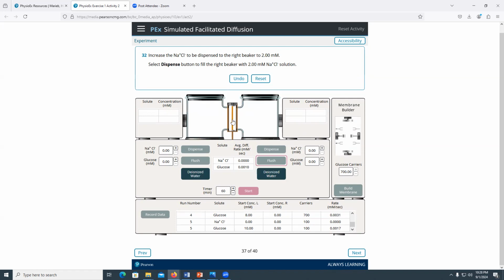We still have our 700 carrier proteins. We needed 2 millimoles of glucose and 2 millimoles of sodium chloride, and then we're going to dispense. So now this solution that has been dispensed to the left beaker has 2 millimoles of glucose, 2 millimoles of sodium chloride, while on the right, we have deionized water. And let's run the experiment now. Let's see how that will affect the rate of glucose.